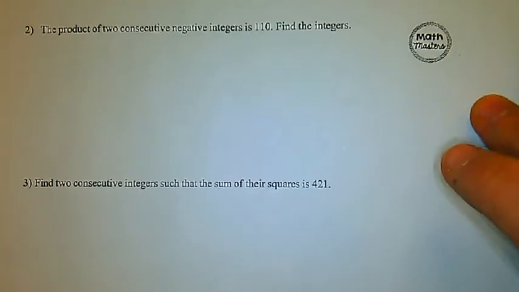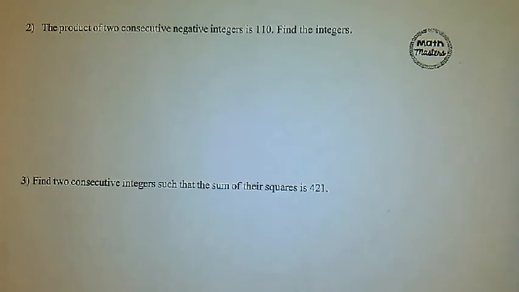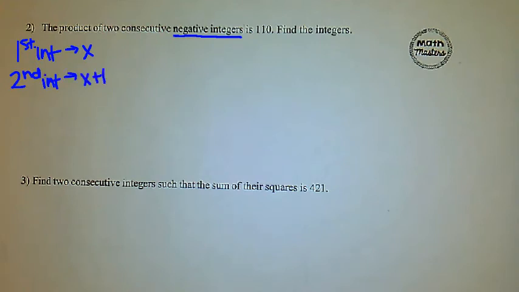Okay, so let's do number 2. The product of two consecutive negative integers. Now we're getting a little more specific, okay? So we're going to say the first integer is x, the second integer is x plus 1. And honestly, these are all going to be the same when you're setting these up if they say two consecutive negative integers or any integers in particular. Okay, so let's do the same exact thing.